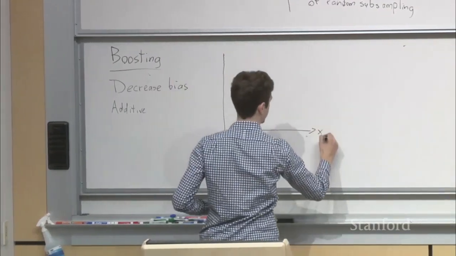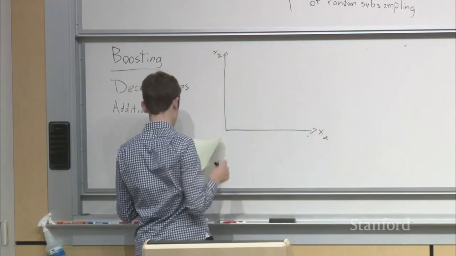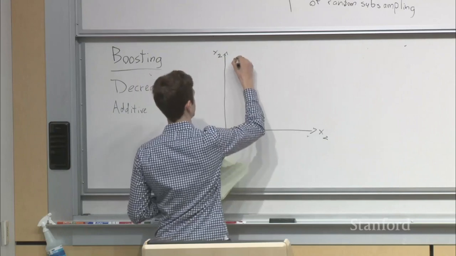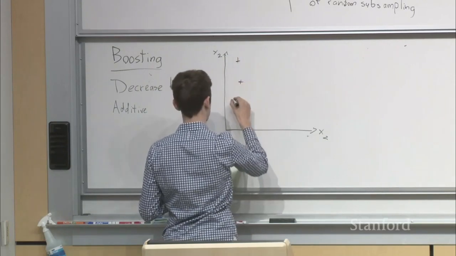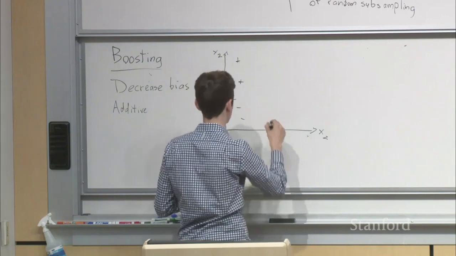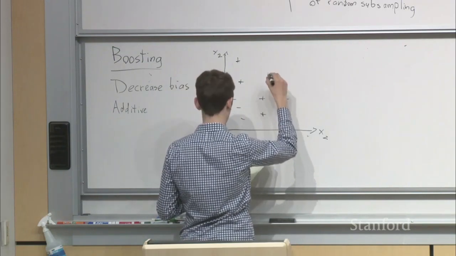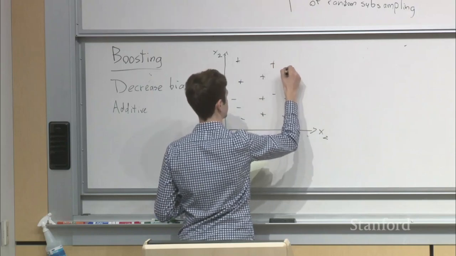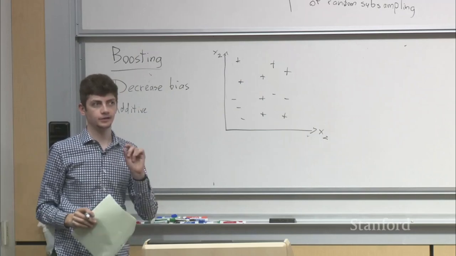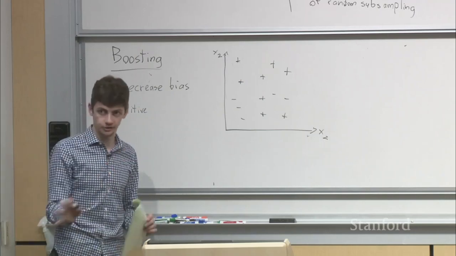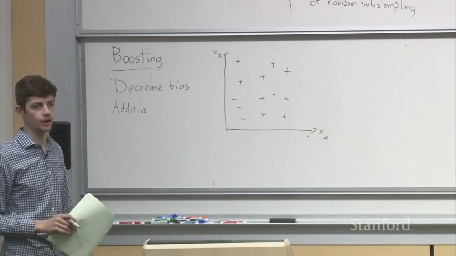So say you have a data set, again, x1, x2, and you have some data points, let's just call them pluses and minuses. Say you have some more pluses here, and then maybe a couple minuses, and then some pluses here. Okay? And say you're training size 1 decision trees, so decision stumps is what we call them. You only get to ask one question at a time.